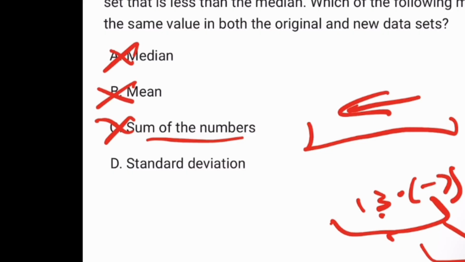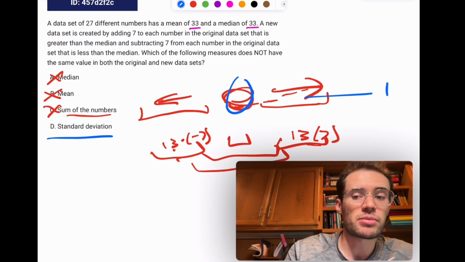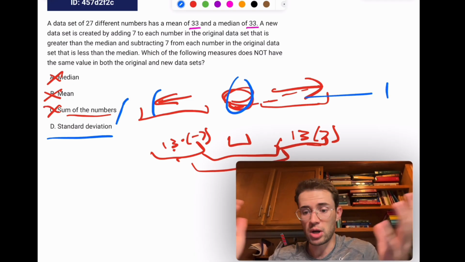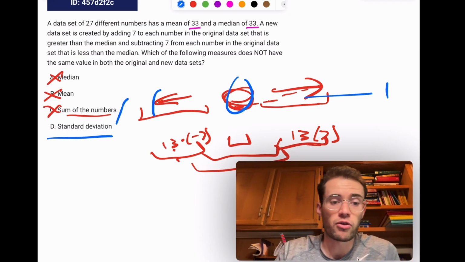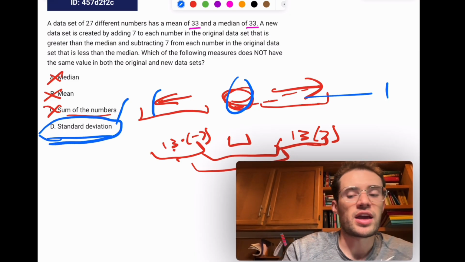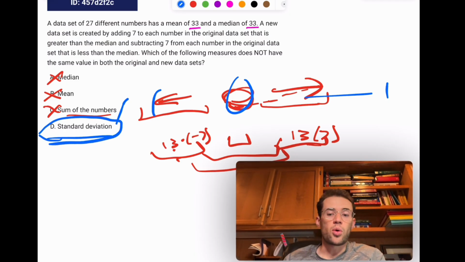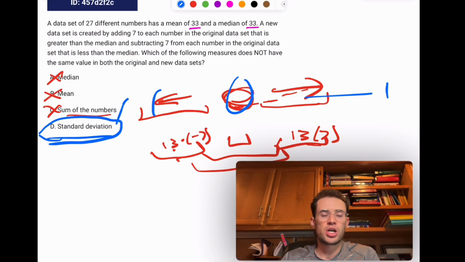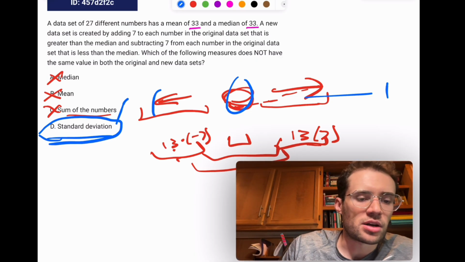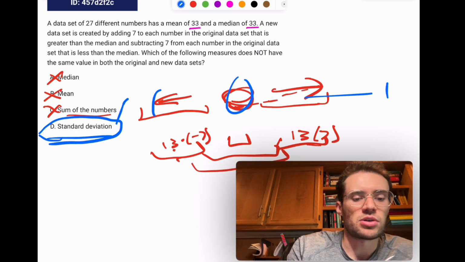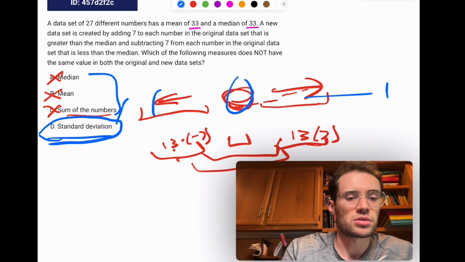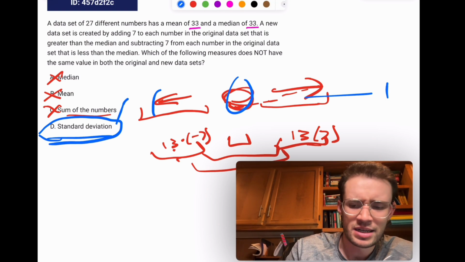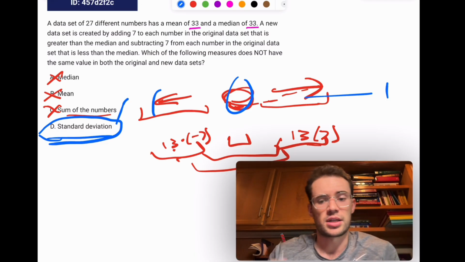The standard deviation has to do with how spread out they are from the mean. While the mean stays the same, the numbers are further from the mean on average. All of them are 7 further than they were before. If they had done something like the IQR, the interquartile range, or some other measure of spread, the range, then that would increase. The standard deviation is the only one of these that has to do with the spread of the data. The other ones are all central tendency. The sum of the numbers is just a data point related directly to the mean.